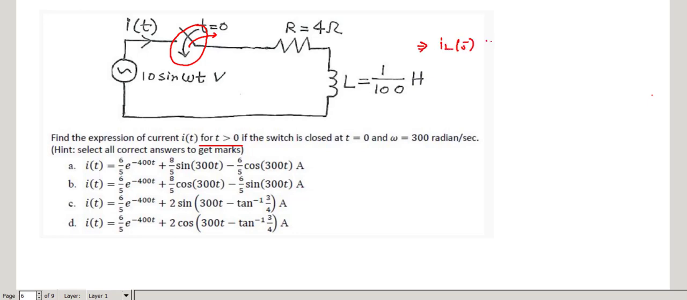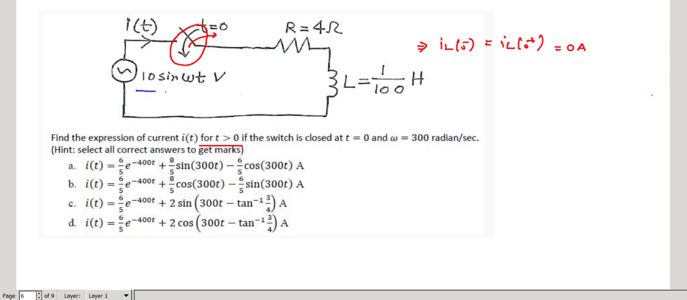So, we know that the current through the inductor before the switching action and after the switching action is the same. Before the switching action, the switch is opened, so no current flows through that inductor, so it is equal to 0 amperes. Now the switch is closed.